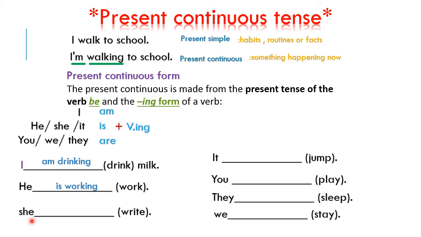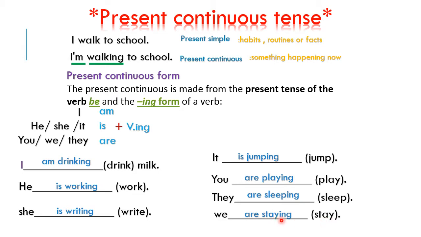Three. She is the subject and I have between brackets write. So in order to change it into present continuous, it will be she's writing. Excellent. Two steps. Verb to be plus verb ing. It, jump, will be it's jumping. Excellent. The subject you and the verb is play, so it will be you are playing. Excellent. The subject is they and the verb is sleep, so it will be they are sleeping. The subject is we and the verb is stay, so it will be we are staying.